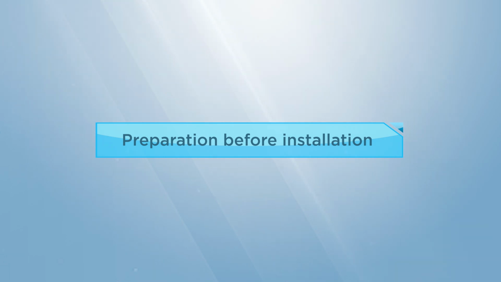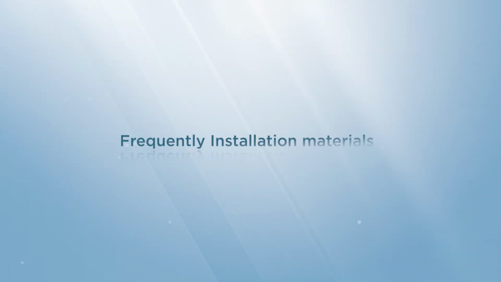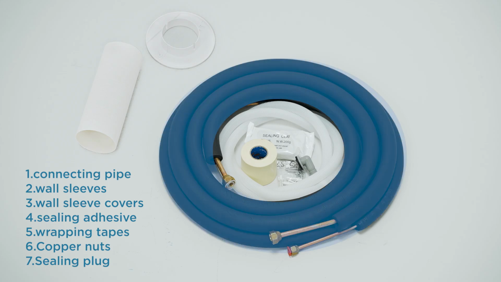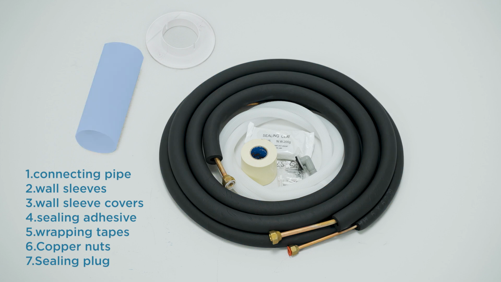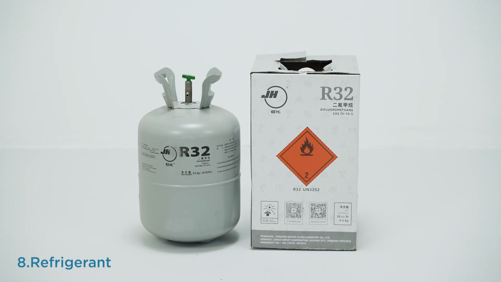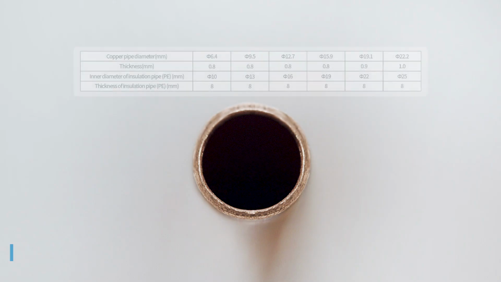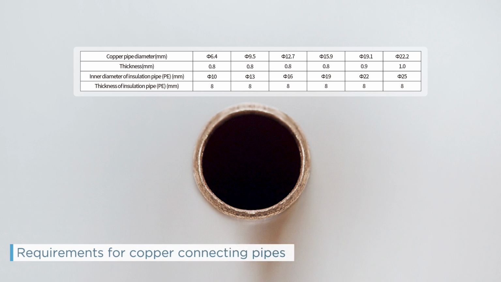Preparation before installation. Frequently used installation materials. Connecting pipe. Wall sleeves. Wall sleeve covers. Sealing adhesive. Wrapping tapes. Copper nuts. Sealing plug. Requirements for copper connecting pipes.